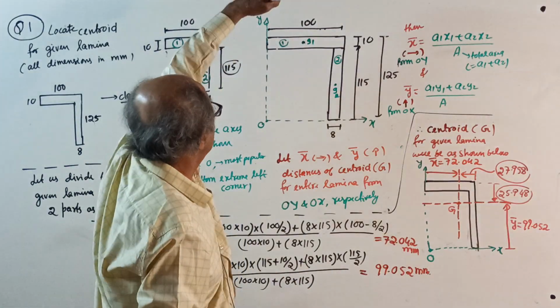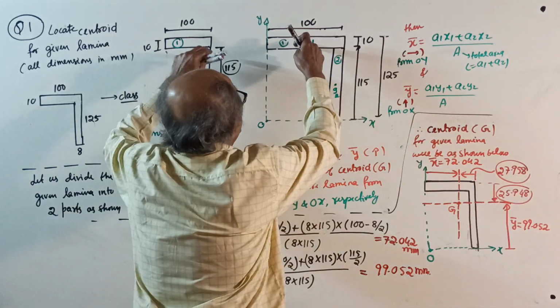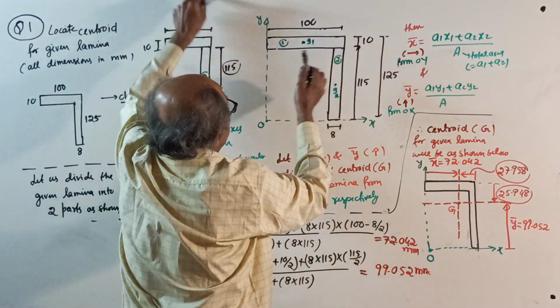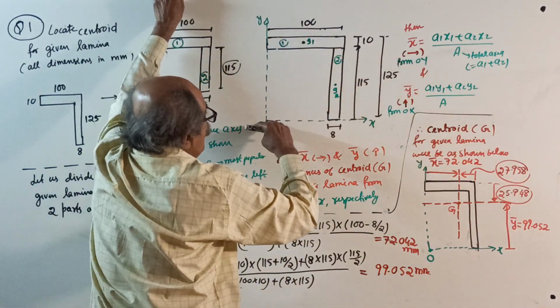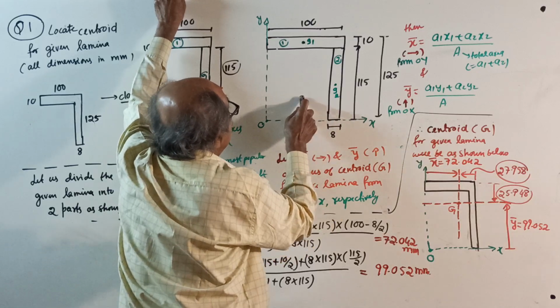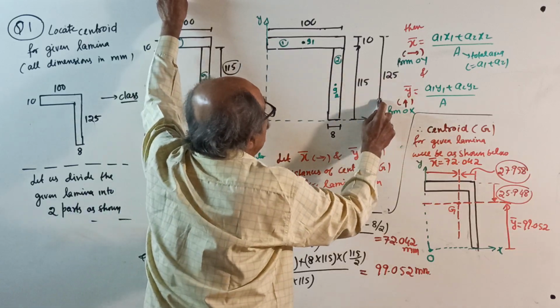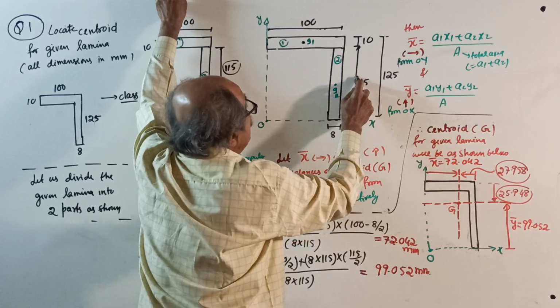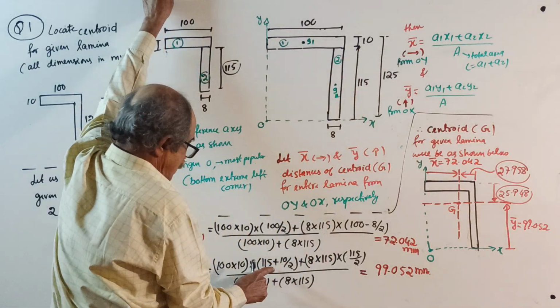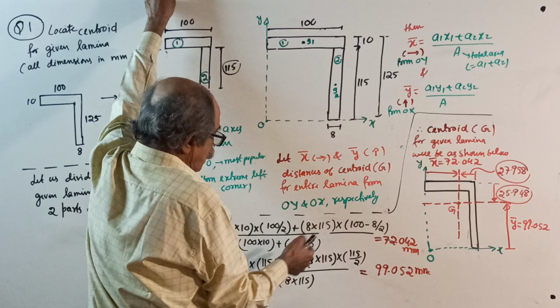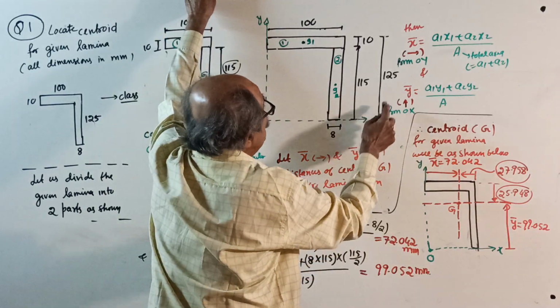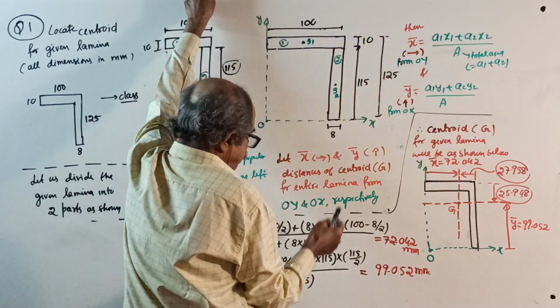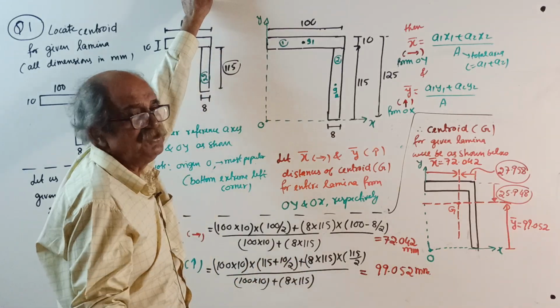Same way, y bar from bottom. A1, 100 into 10 is area. Its centroid is here. From bottom edge, y1, see, this is y1. From 1 to either, see, 115 plus half of 10. Or you can make a note, or 125 minus half of 10. Whatever you do, same answer.